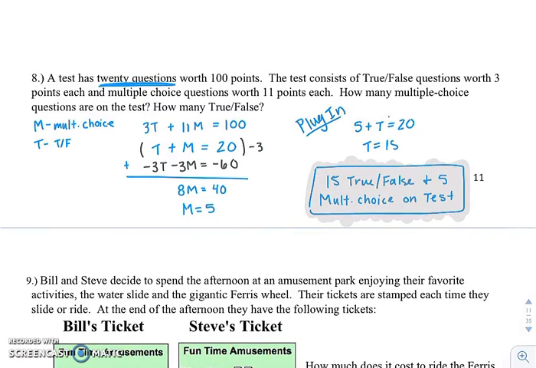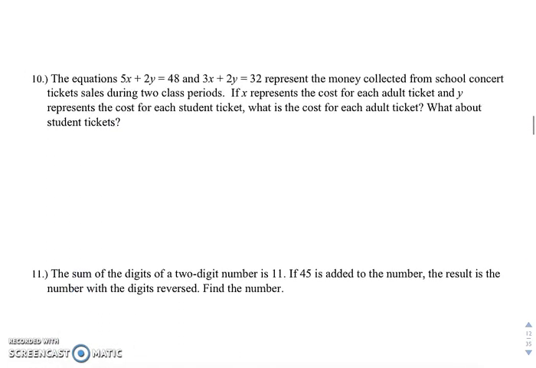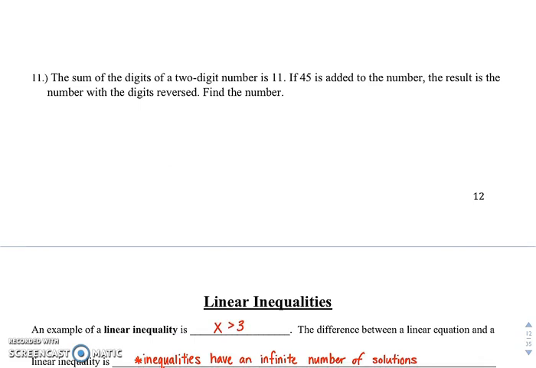I'm going to do one more word problem with you because I think it's a little tricky, so I'm going to walk you through it. If you go to the very last one, number 11, it says the sum of the digits of a 2-digit number is 11. And then it says if 45 is added to the number, the result is the number with the digits reversed. Sounds a little tricky, right? Let's just do it one piece at a time.